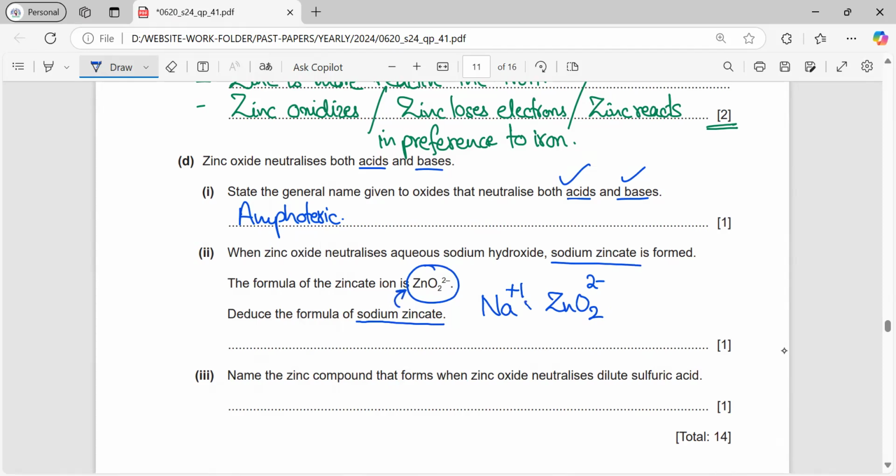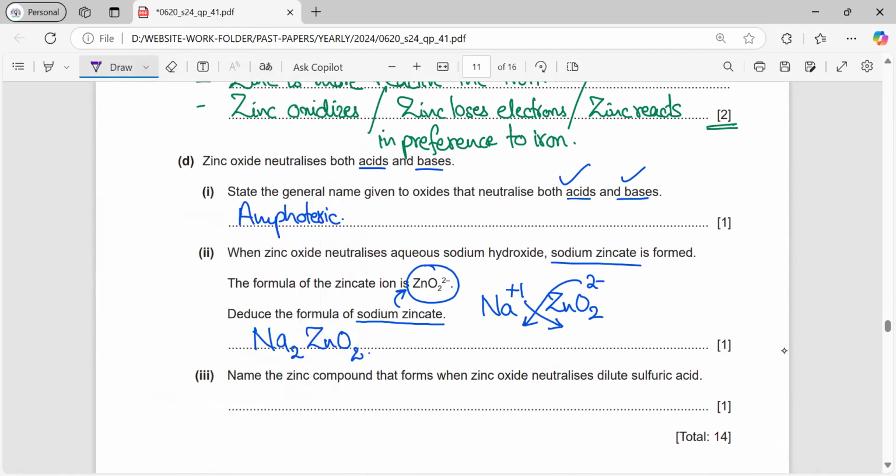Then we'll use the crossover method. We'll write their valencies, their charges, in cross. So with sodium, it will be Na2ZnO2. That's the formula.